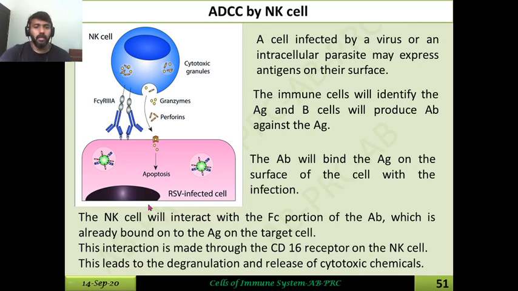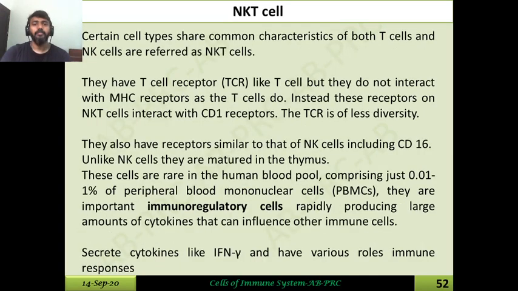So what happens ultimately? This Fc portion will be bound to this Fc gamma R3 receptor, so that there is a linking between this NK cell and the target cell. This interaction is made through the CD16 receptor on the NK cell, which ultimately leads to degranulation and release of the cytotoxic chemicals and destruction of this target cell. All right. So this is the second mechanism, what we call ADCC or antibody dependent cell mediated cytotoxicity. These kinds of cells are sometimes referred to as killer cells, as already we mentioned. So that's about the mechanism of NK cell destruction.